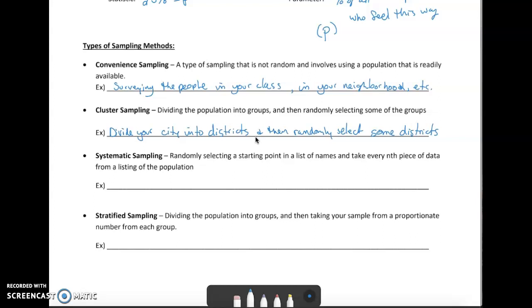Systematic sampling is when you randomly select a starting point on a list of names and you take every nth piece of data from a listing of the population. So let's say there was a list, somewhere, of all Heartland students. Every student who's currently enrolled in a course at Heartland. What you could do is you could randomly select a student name from Heartland on a list. And then you could choose, let's say, every 10th name from there.